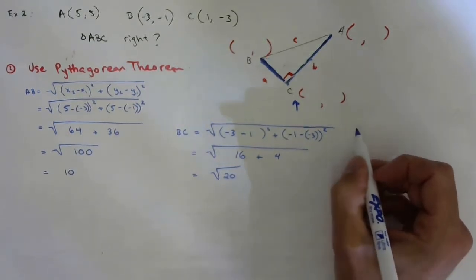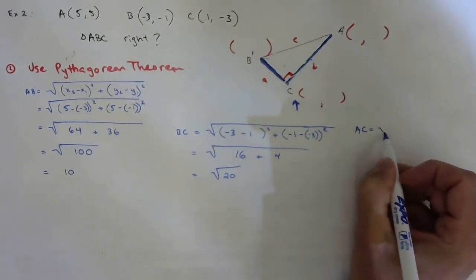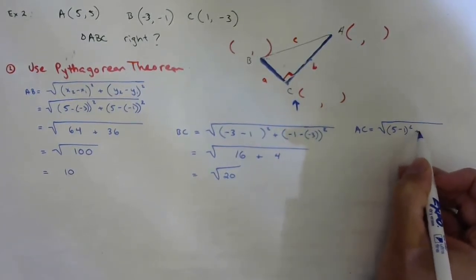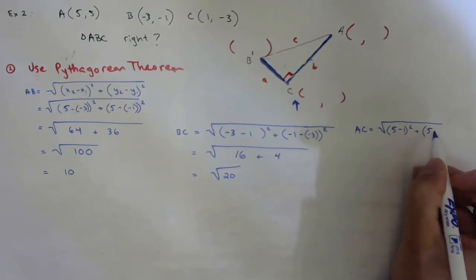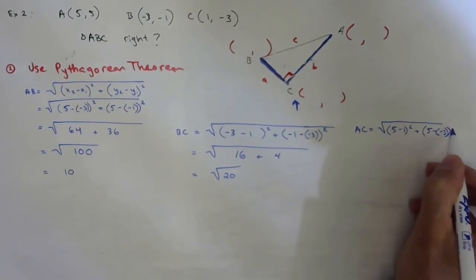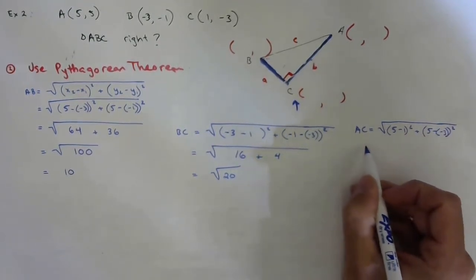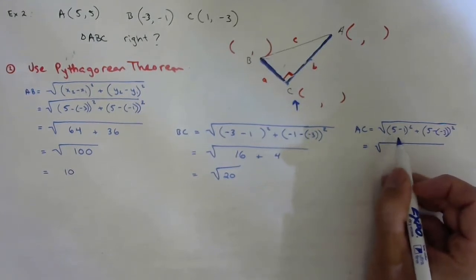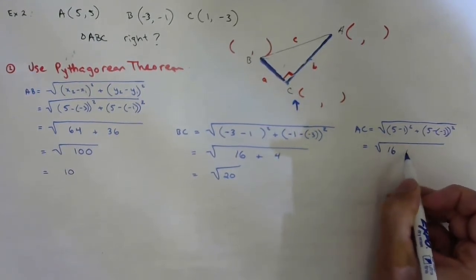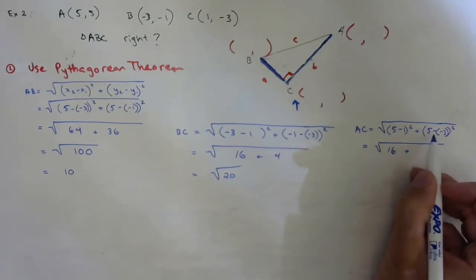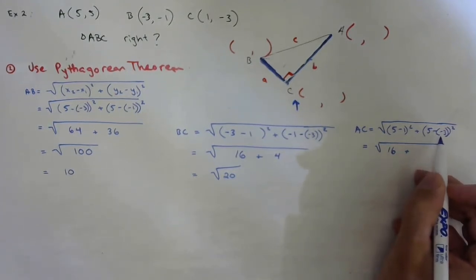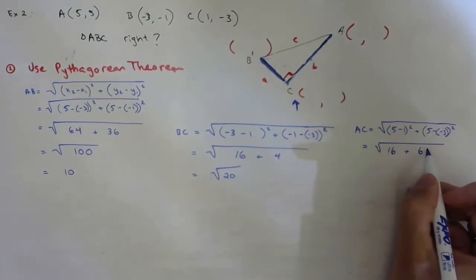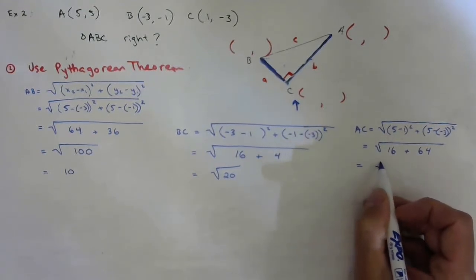All right, I'm going to squeeze the length of AC over here. In the first bracket, I've got 5 minus 1. And the second bracket, I've got 5 minus negative 3. Make sure both those brackets are getting squared. And in one step, I've got 5 take away 1 in this group. That's going to be 4 squared, which is 16. And here I have 5 take away negative 3, which is going to be 8, and then square it is 64. Add those up, you get the radical of 80.